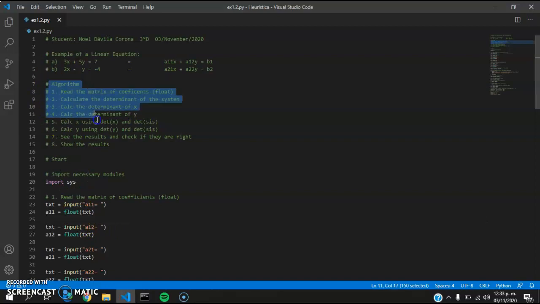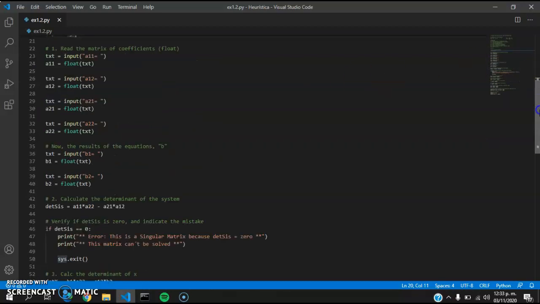So now this is the algorithm. These are the steps that we must follow to make sure that this document can solve a system. Number one, read the matrix of coefficients. Number two, calculate the determinant of the system. Number three, calculate the determinant of x. Number four, calculate the determinant of y. Number five, calculate x using the determinant of x and the determinant of the system. The same with y. Then see the results, check if they are right, and show the results.